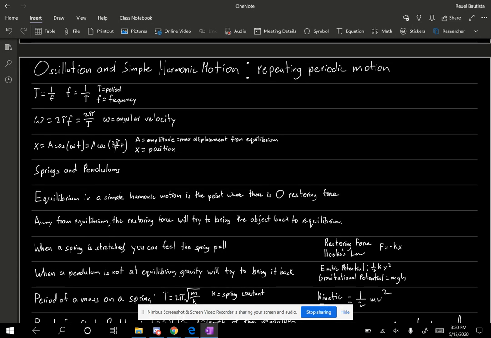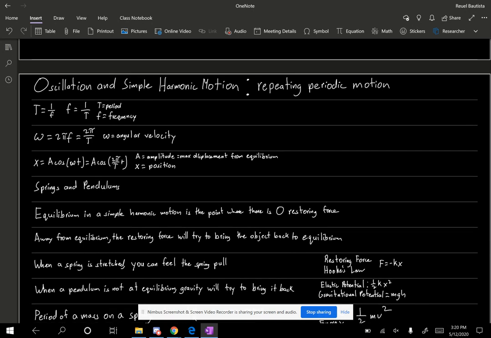Before we talk about that, let's talk about period and frequency. Period is how long it takes for one cycle to happen. Frequency is how often that cycle happens. They're inverses of each other: T is equal to 1 over F, and F is equal to 1 over T. You can find the angular velocity of an object using this equation: angular velocity is equal to 2 pi F.